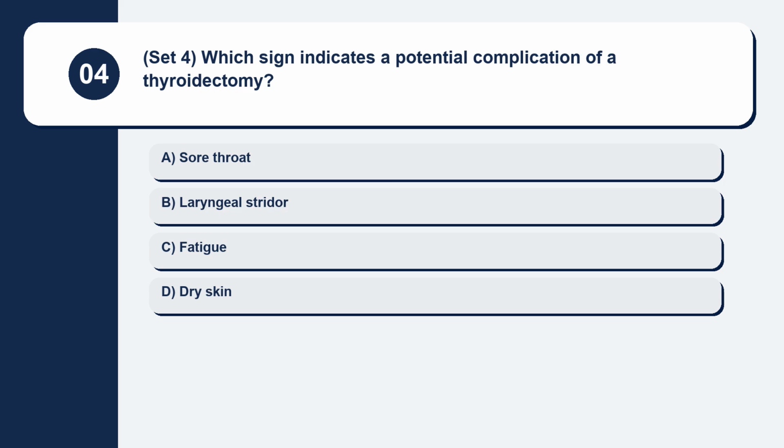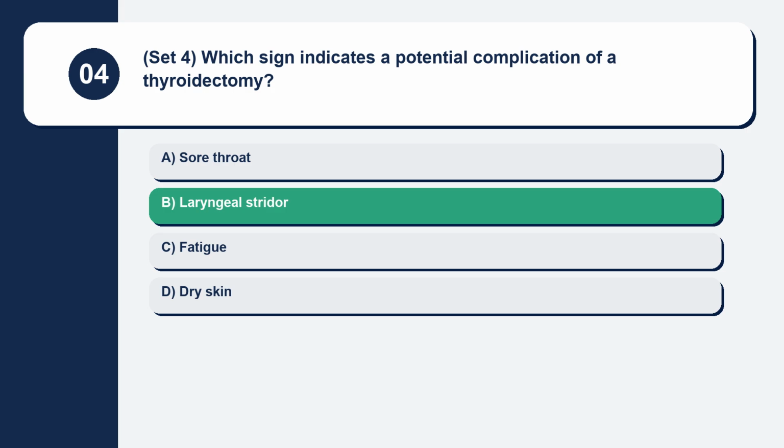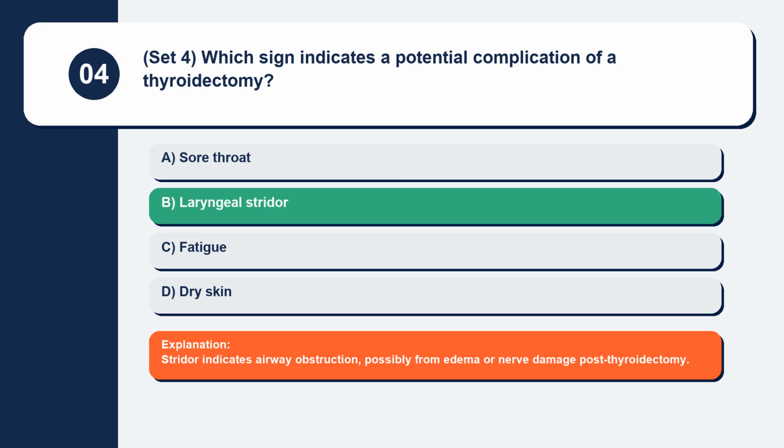Question 4. Set 4. Which sign indicates a potential complication of a thyroidectomy? Sore throat, laryngeal stridor, fatigue, dry skin. Stridor indicates airway obstruction, possibly from edema or nerve damage post-thyroidectomy.